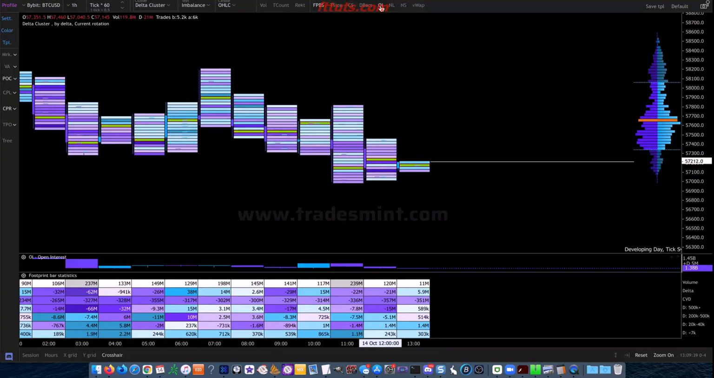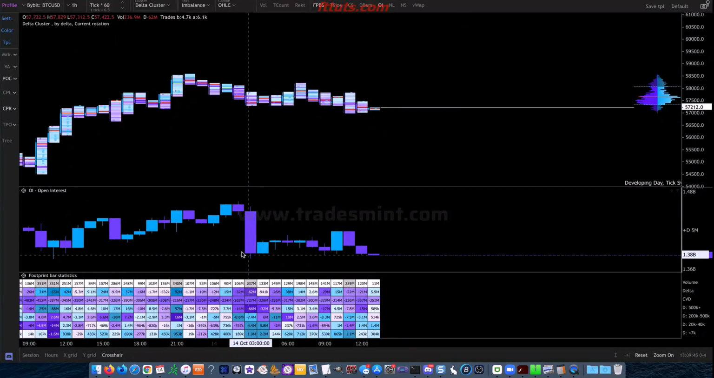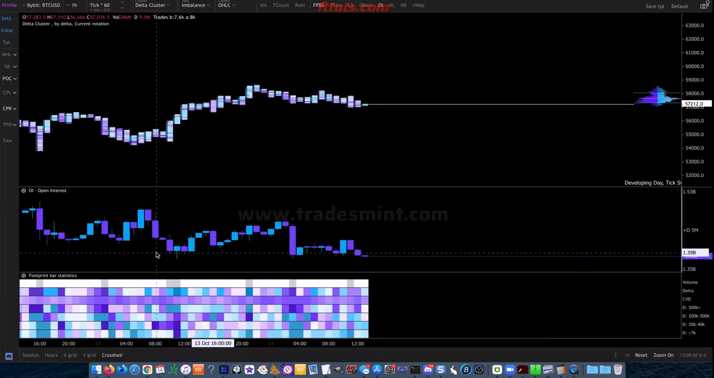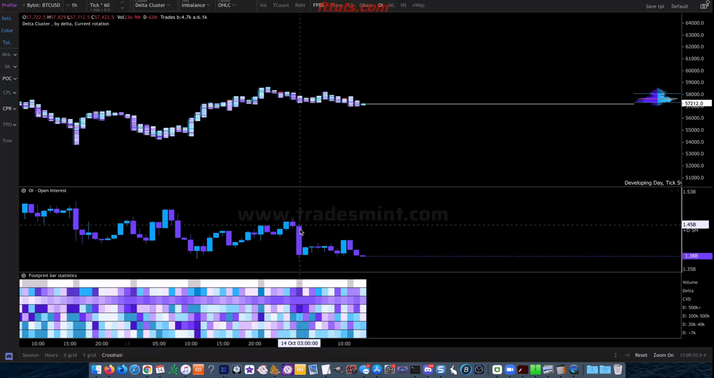If we click on OI, this is giving us the open interest. This is showing us how many people are actually opening and closing market orders. So if open interest is going up, that means there are more people entering into the market. If open interest is going down, that means people are getting out of the market.